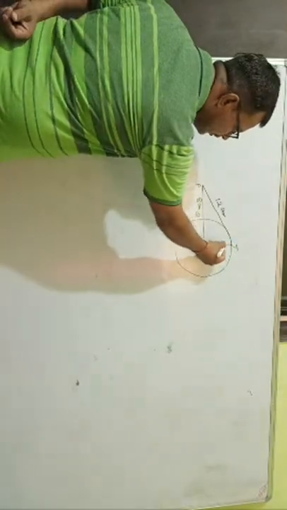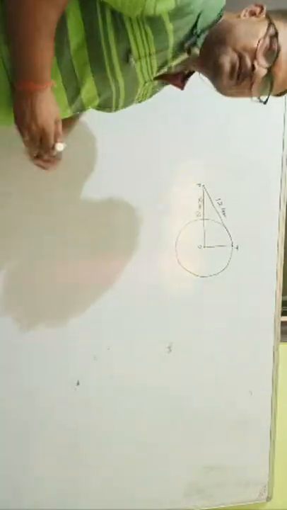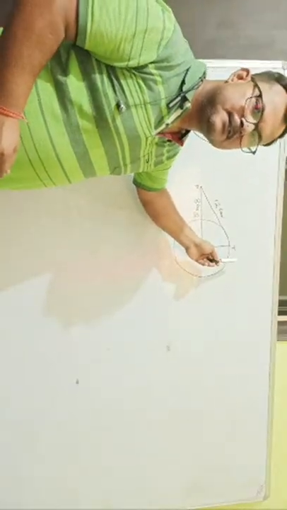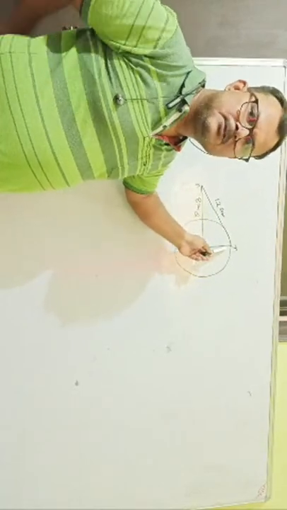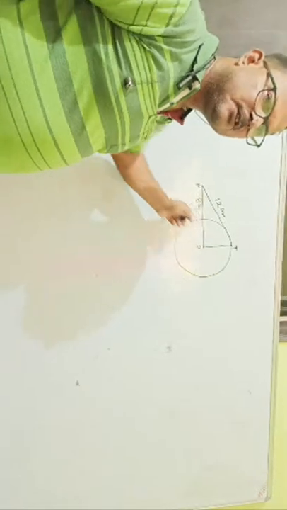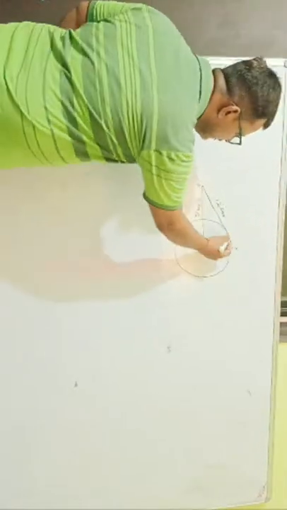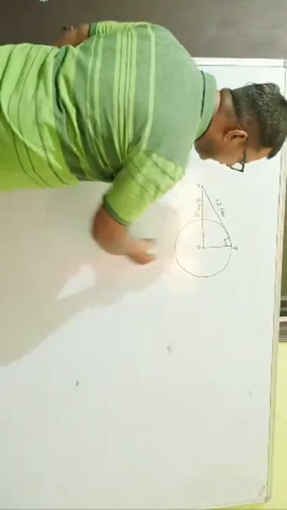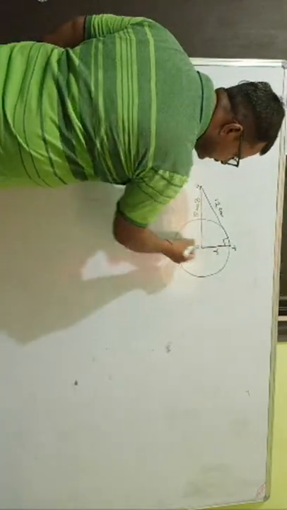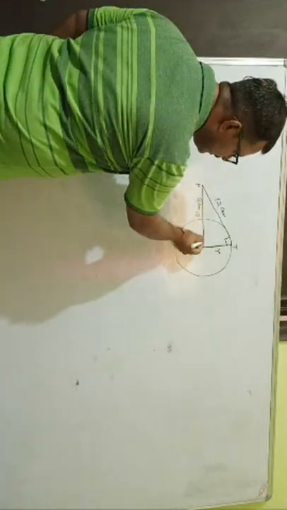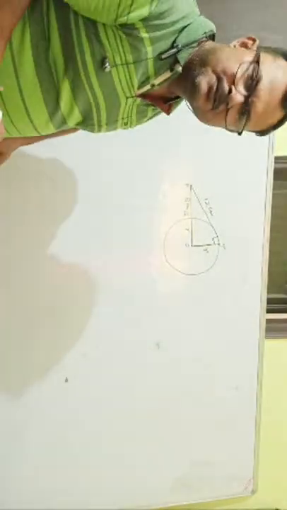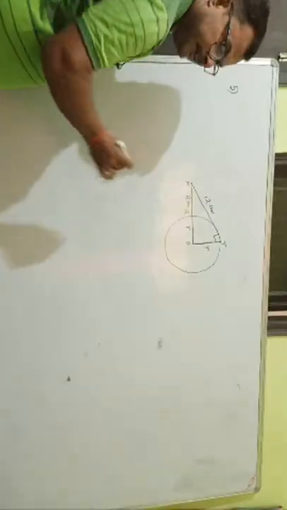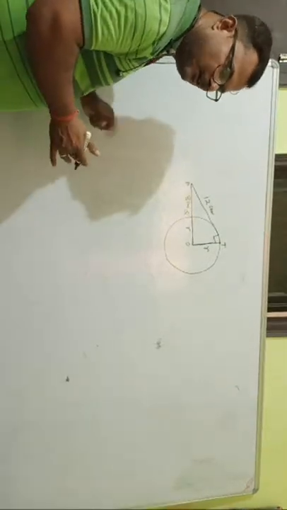Okay, very nice question. See, if you join OT, you know if PT is tangent, it means T is the point of contact and OT is the radius. You know by theorem that the radius will be perpendicular to the tangent. It means this angle will be 90 degrees. Clear? And this is the radius, suppose R. This will also be R because OQ will also be R. Till here any doubt?